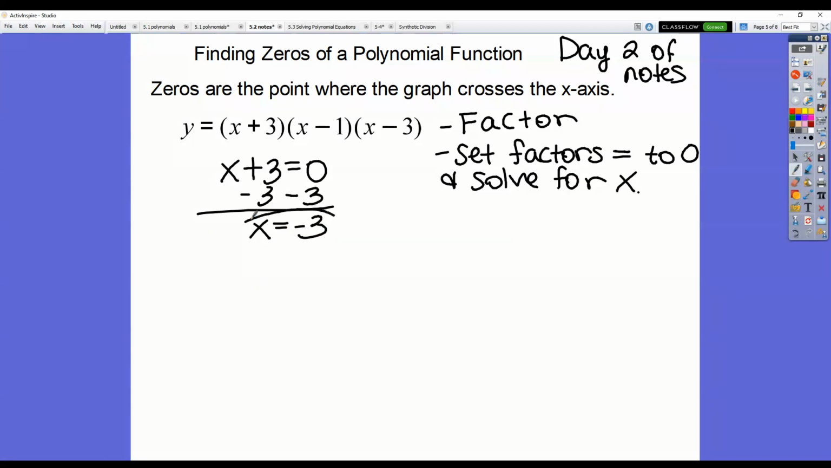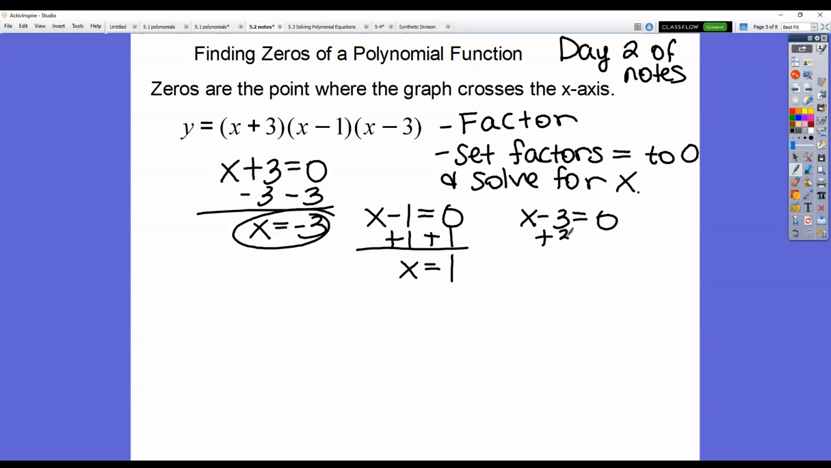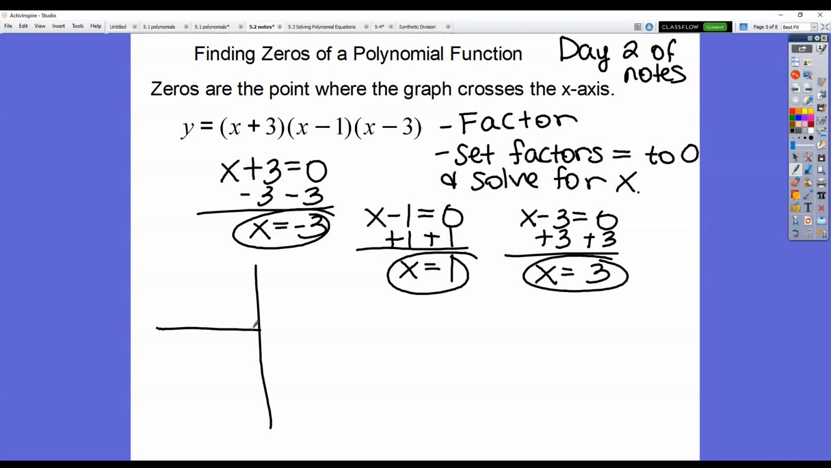It's going to cross the x-axis at -3. This one's going to cross the x-axis at 1. And this is going to cross the x-axis at 3. So you got some kind of function. That's going to cross, say this is -3, this is 1, this is 3, so it could look something like this.